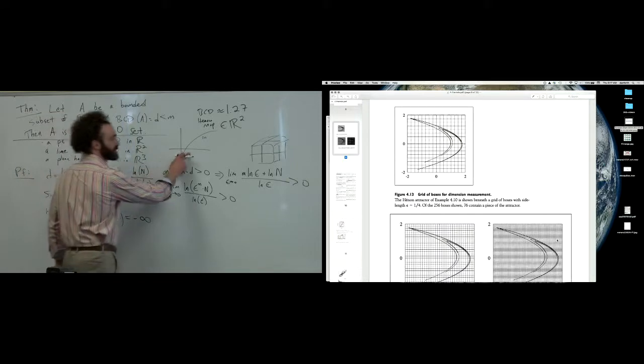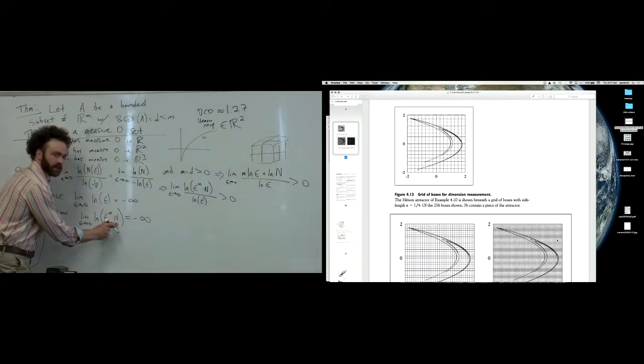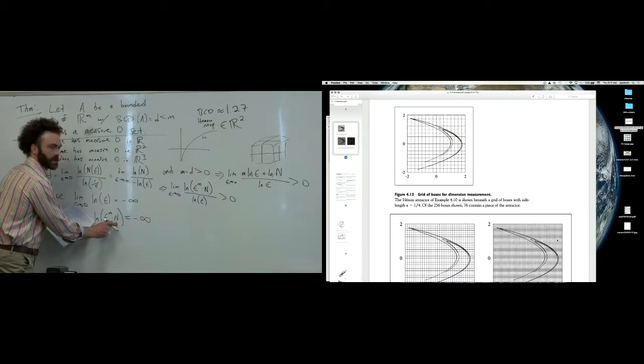So going back to my log function, what does that mean about this argument on the inside? What does it mean about epsilon to the m times n if the log is going to minus infinity?